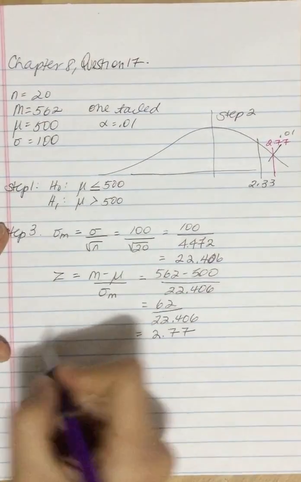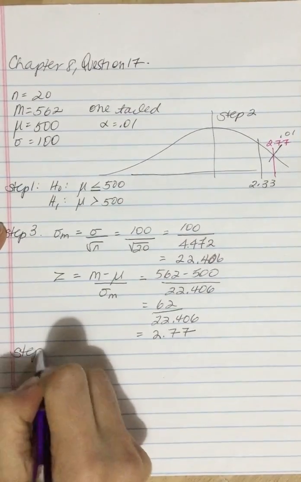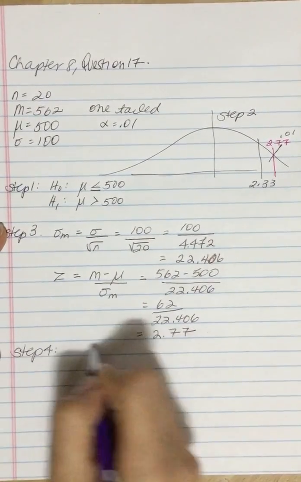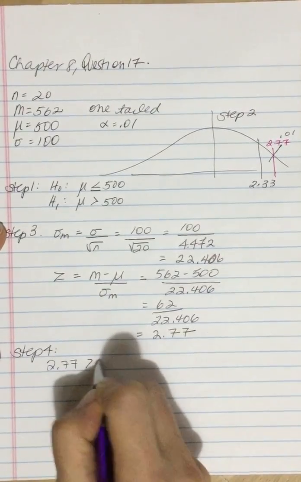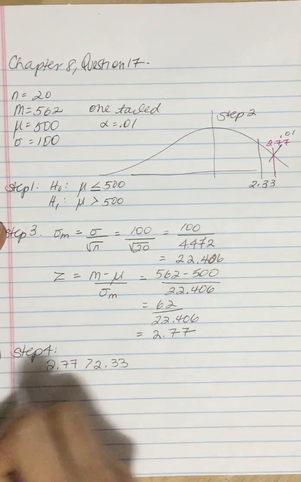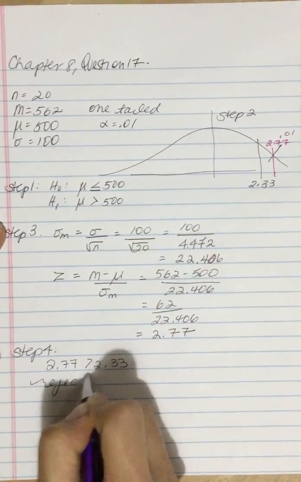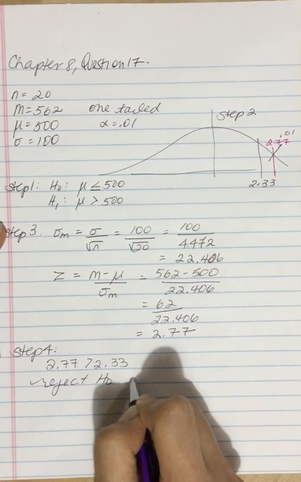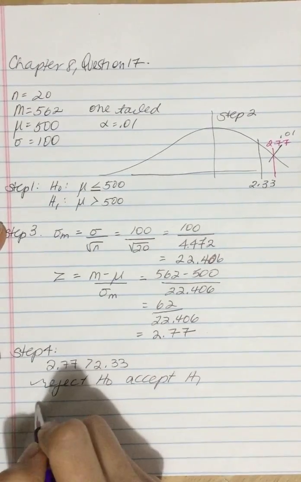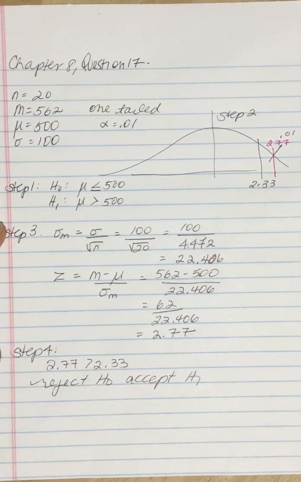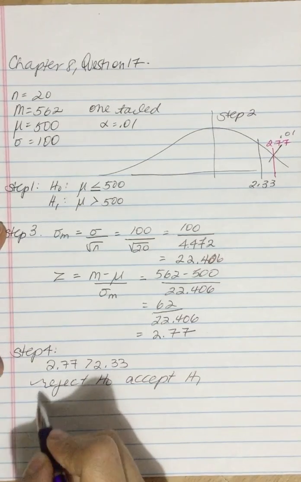So step 4, the justification here is 2.77 is greater than 2.33. So we reject the null and accept the alternate. The new method, the new course is significantly better.